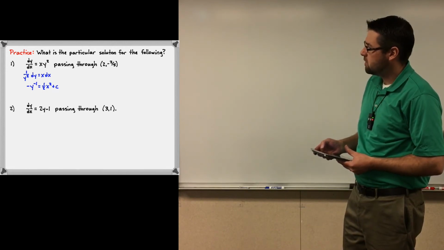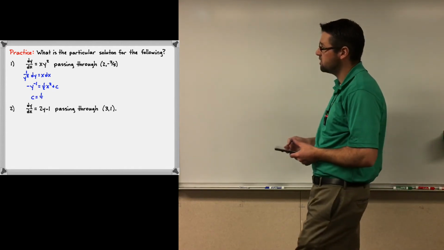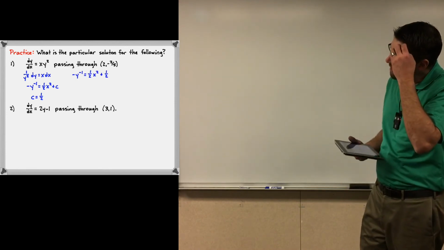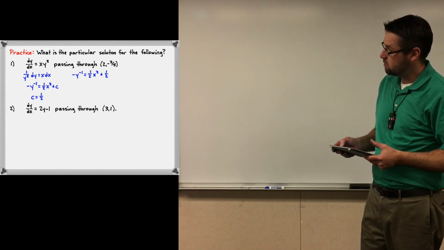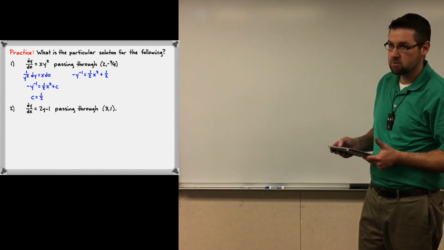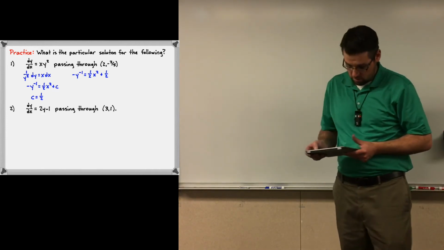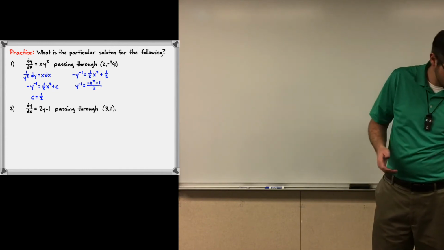Next step, solve for c. So you're going to plug in your initial condition. Solve for c. c was 1/2. Plug that in. Now we're going to get y by itself. How are we going to do that? How are we going to solve for y? Multiply both sides by -1. Okay. Put it over.